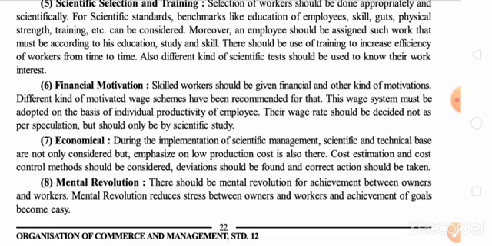Revolution means totally drastic changes in any of the activities. Here mental revolution means there should be some kind of brainstorming between these two classes of people, owners and workers, and now they should be able to work in coordination with each other. There should be mental revolution for achievement between owners and workers. Now they will be able to work together so that goal achievement will become easy. Mental revolution reduces stress between owners and workers, and achievement of goals becomes easy.